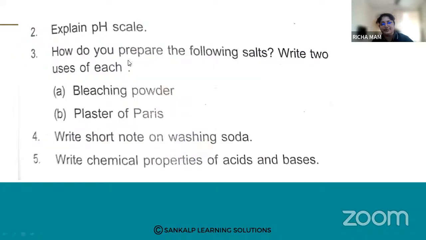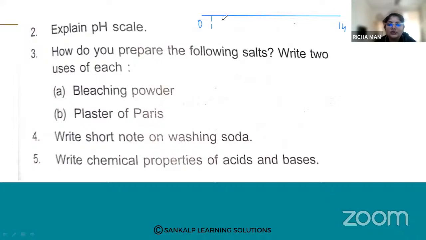Next is explain pH scale. How are you going to explain this pH scale? Yes, students. When you see a pH scale, it will range from 0 to 14.